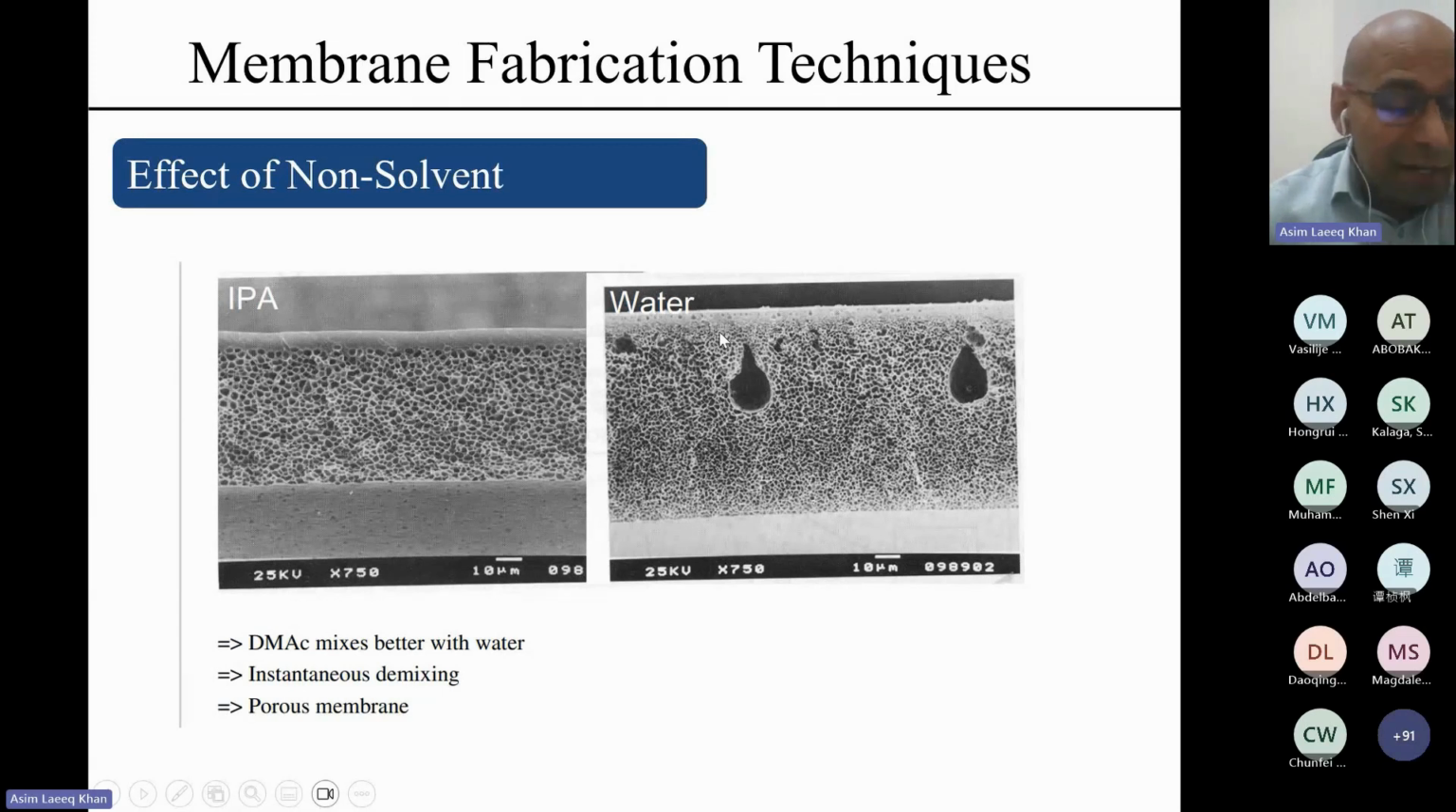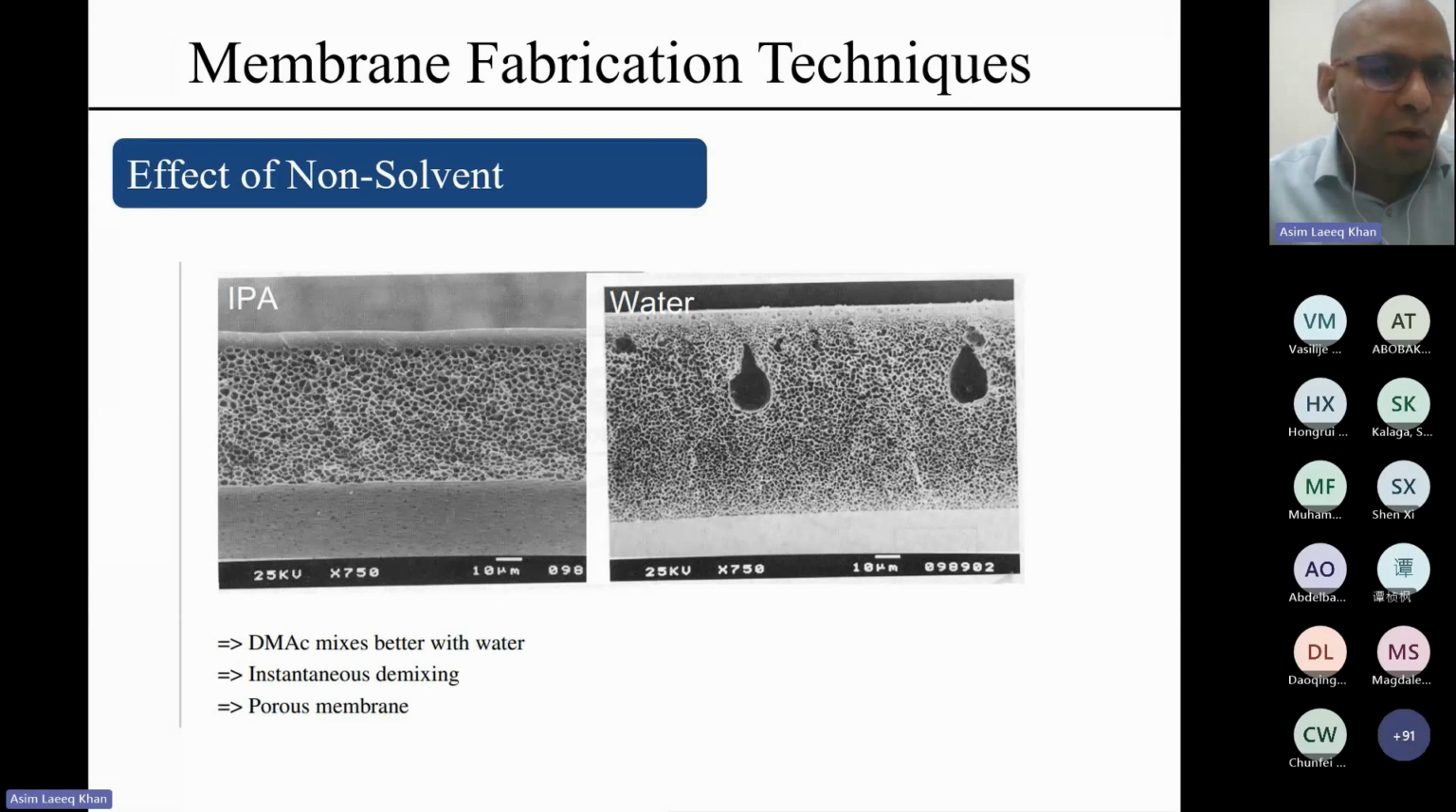Water mixes better, has more miscibility with dimethylacetamide, which was used in the casting solution. Since it has more affinity, water diffuses very quickly in the membrane matrix. DMA very quickly comes out. Because of the very fast or instantaneous demixing of this solvent and non-solvent, we have pores that are generated everywhere.